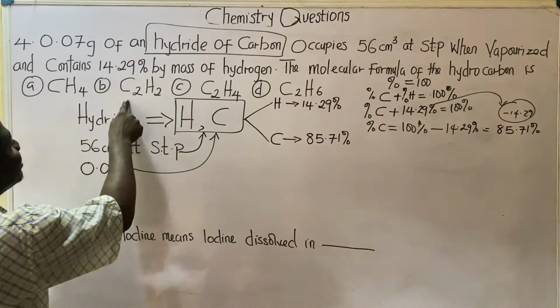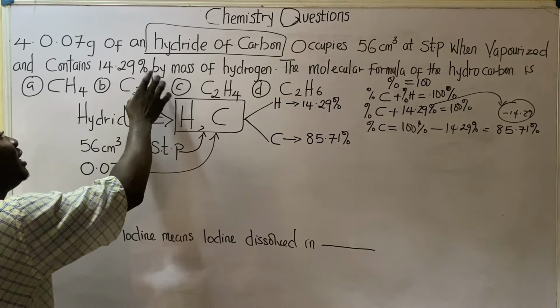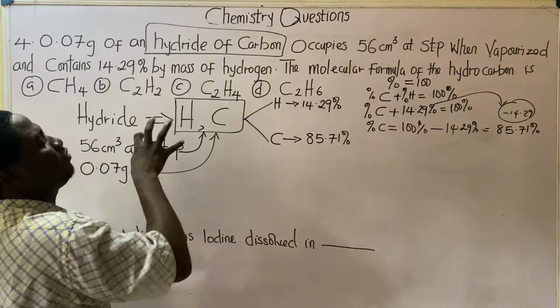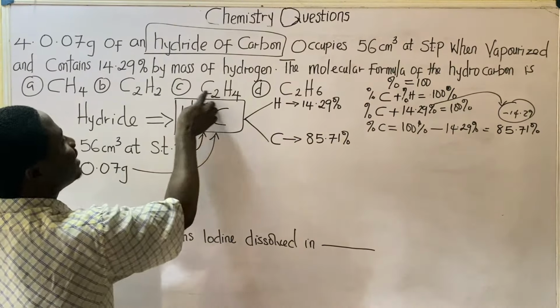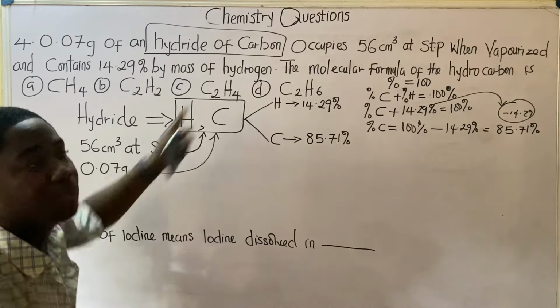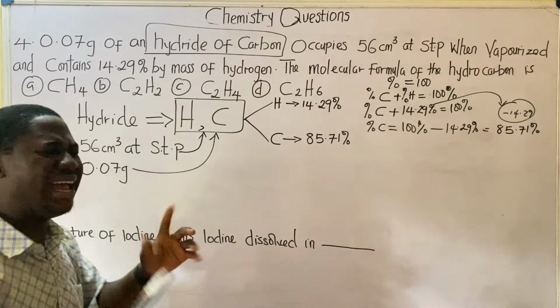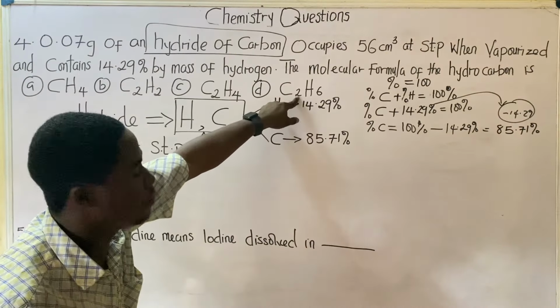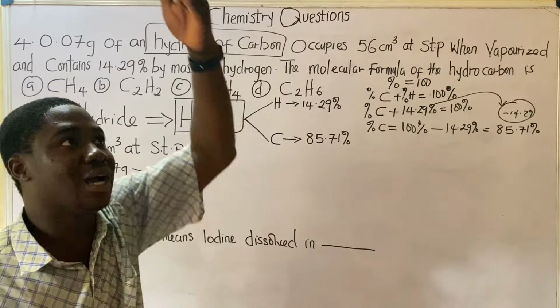Now B is C2H2. C2H2 I can actually break down, so definitely it is not an empirical formula. It is a molecular formula, but I don't know specifically which one it is based on the question given to us. This is also a molecular formula because we can break it down to get a simpler formula, which is the empirical formula. Do you understand? For you to know that something is molecular, you can actually break it down.